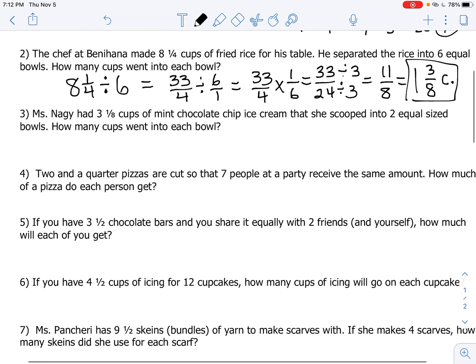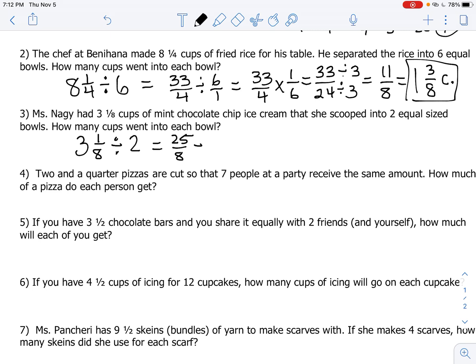Number 3, Miss Nagy had 3 1/8 cups of mint chocolate chip ice cream that she scooped into 2 equal-sized bowls. How many cups went into each bowl? So same situation here. We're going to take our total ice cream, 3 1/8 cups, and divide it by 2. We're going to switch that 3 1/8 into an improper fraction. So 8 times 3 is 24, plus 1 is 25. So we have 25/8, and we're dividing that by 2/1.